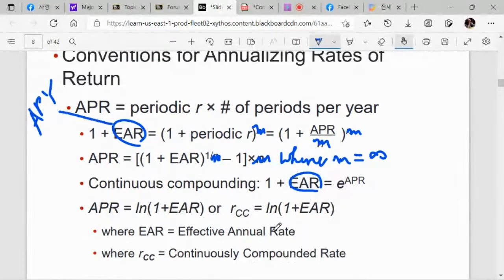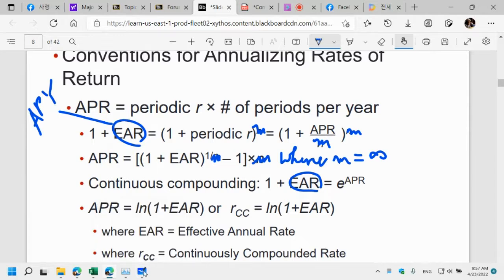Then our next question was, if you solve it in reverse, right? In other words, previously, EAR or APY was the thing in the question, the unknown. But if APR is the unknown, if you know the EAR or APY, you only need to solve it backwards, in reverse. Then you can get to APR. Okay?